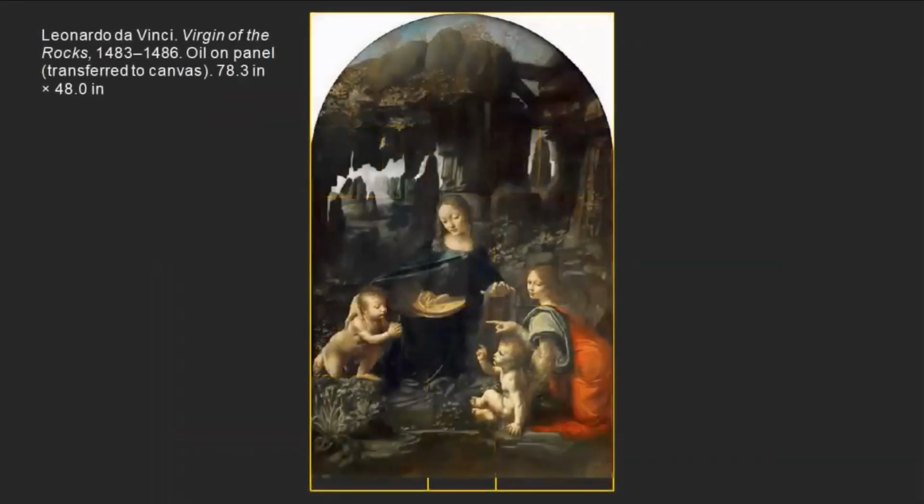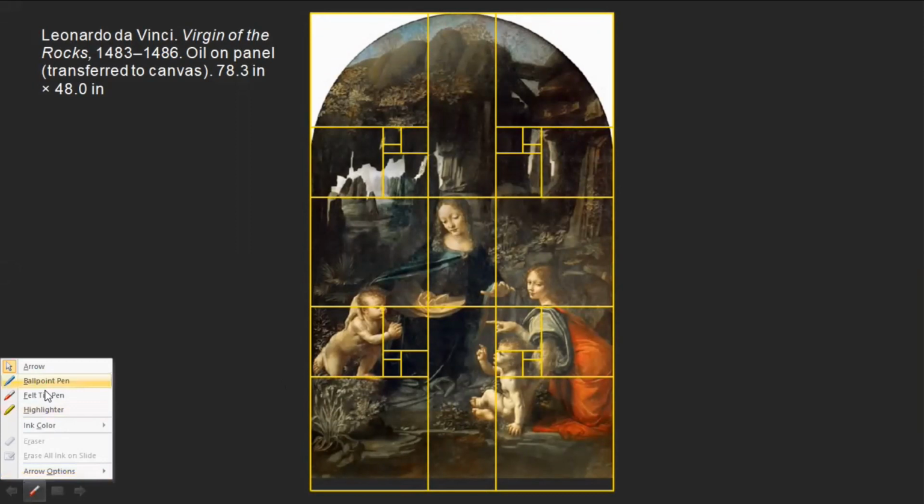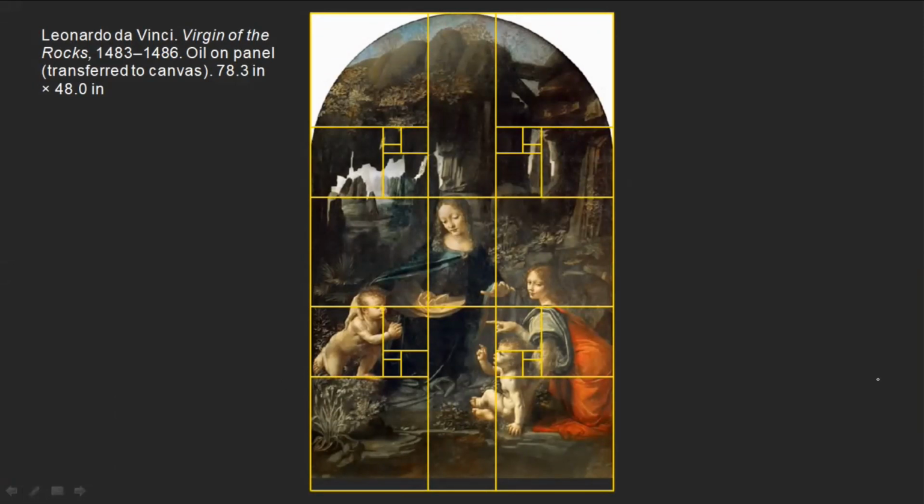I'm going to use this as a grid to lay on top of this painting by Leonardo da Vinci. This is the Virgin of the Rocks. Here. And we're going to find this pen tool, and we're going to look at a few things about the way that Leonardo is using the 5x8 or golden mean rectangle to compose his painting.